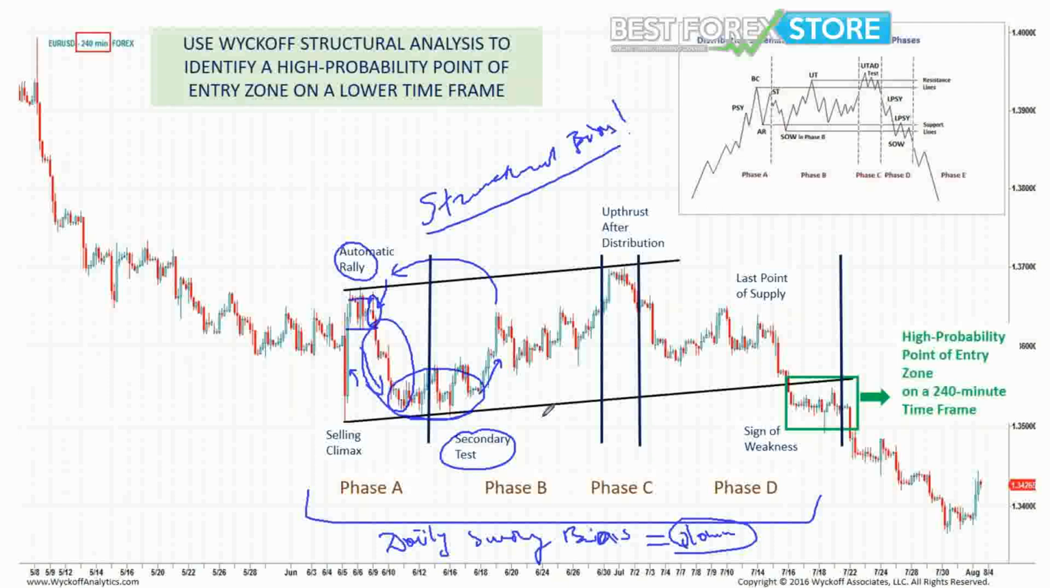You could have half a size of the position in the opposite direction of the daily swing bias. Or you could totally negate that and say, no, the structure is always going to supersede the daily swing. I might have the structure on the lower time frame, but the daily swing bias is going to be to the downside, so therefore I'm going to trade the same size. So it's up to you.